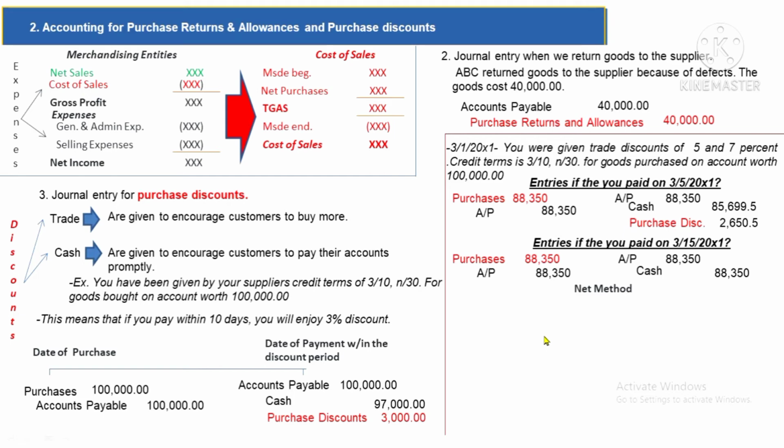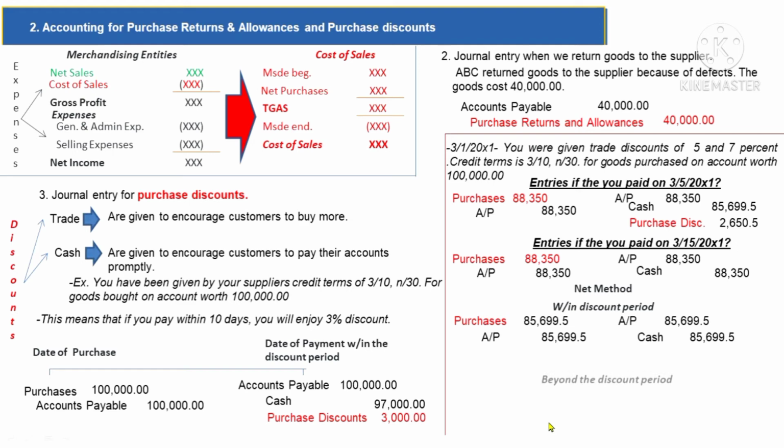not take those discounts. So what will be the entries if we use net method and you paid within the discount period? Answer: debit purchases, credit accounts payable but with the amount 85,699.50, which is already net of trade discounts and also net of the 3% cash discount. And upon payment, the entry is simply debit accounts payable of 85,699.5 and credit cash 85,699.5.